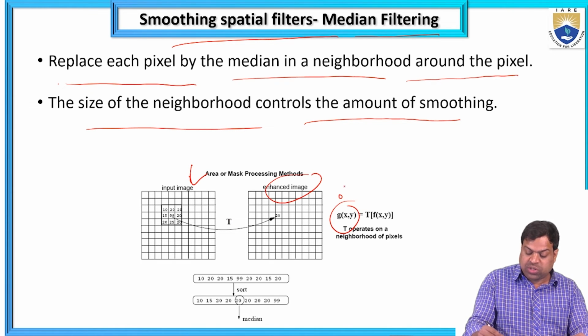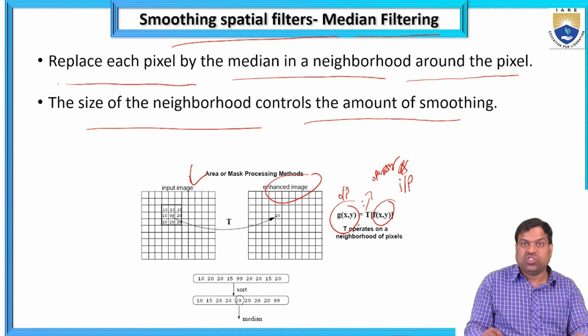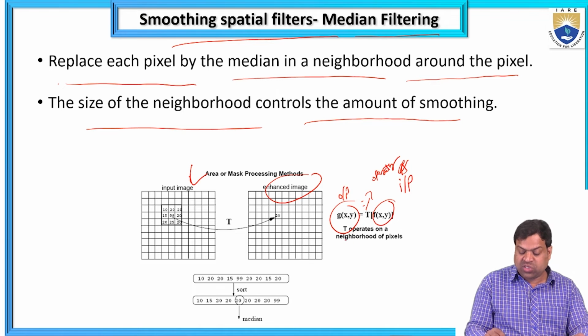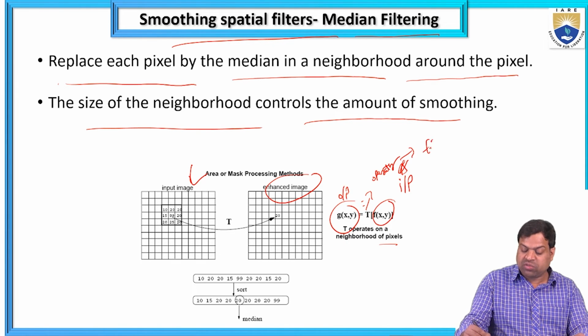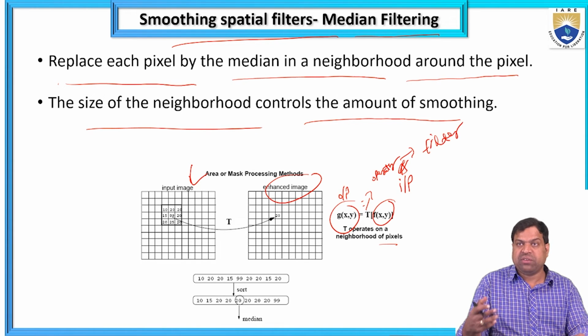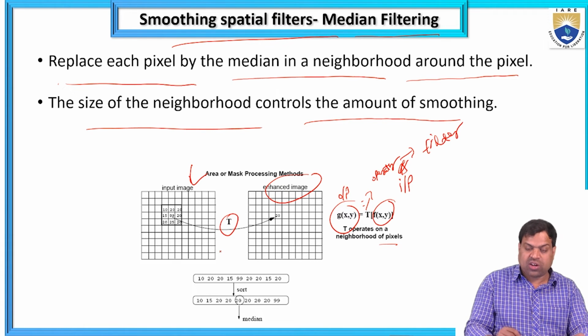So what is the output image? G of x comma y equals the operator applied to the input image. So what does output mean? G of x comma y equals operator capital T with f of x comma y. So T is the operator on a neighborhood of the pixel. Operator means I'm taking a filter. Which type of filter are you using? Smoothing, sharpening, median filter, or what? Maybe which type of filter you are using? Okay, that is the operator.